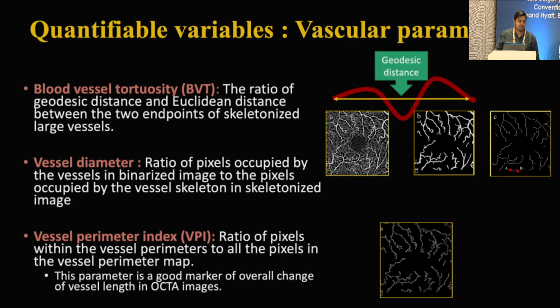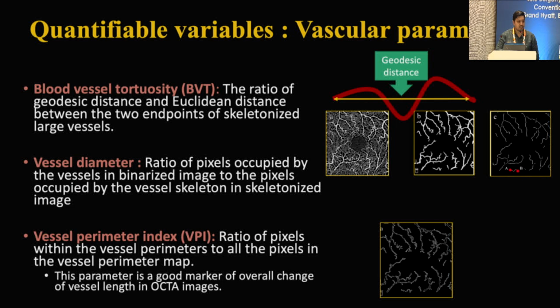Then there is something known as blood vessel tortuosity. So it is the ratio between the geodesic distance and Euclidean distance. So what does that mean? That means that if we measure a vessel between the two endpoints, the shortest distance is the Euclidean distance, and if you trace this vessel over the contour of it, that is the geodesic distance. So the ratio between the two is going to tell us how tortuous the vessel is on OCT angio.